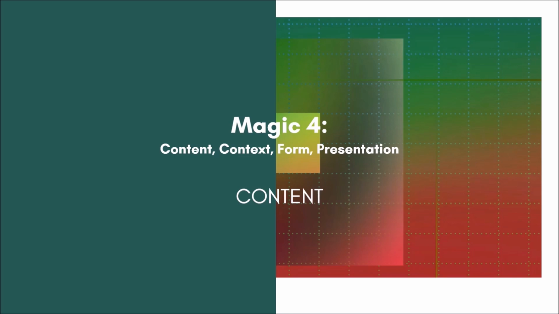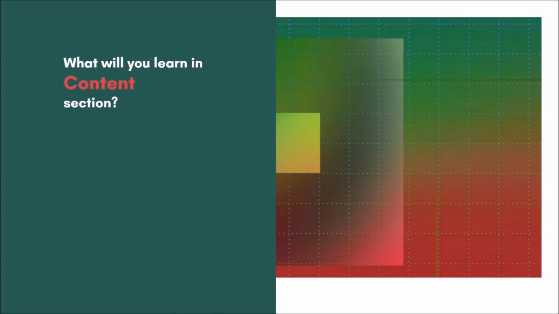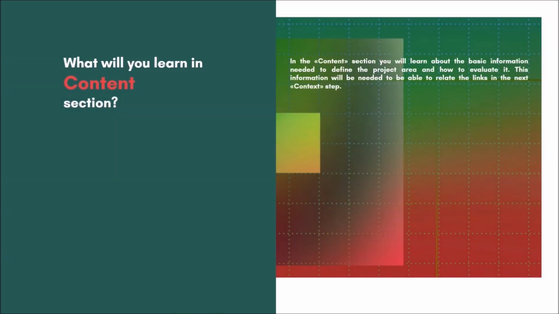Magic 4. Content. What will you learn in the Content section? In the Content section you will learn about the basic information needed to define the project area and how to evaluate it. This information will be needed to be able to relate the links in the next context step.